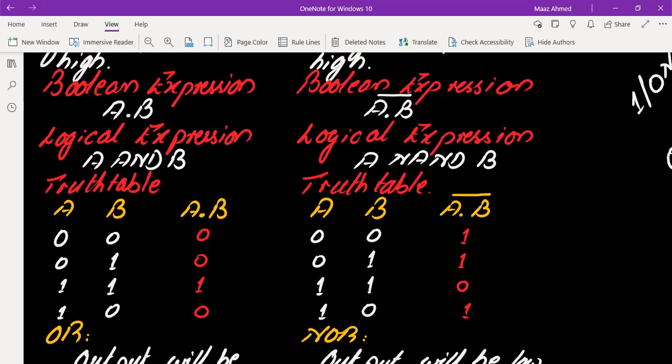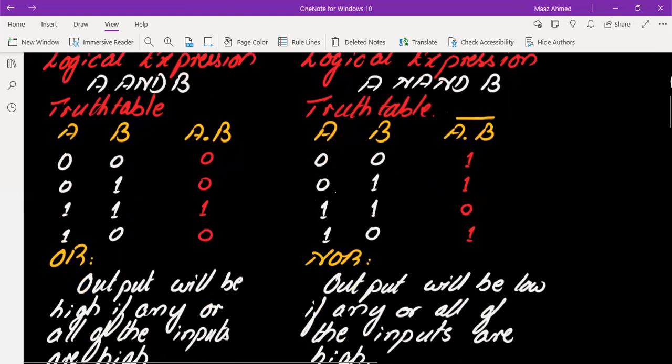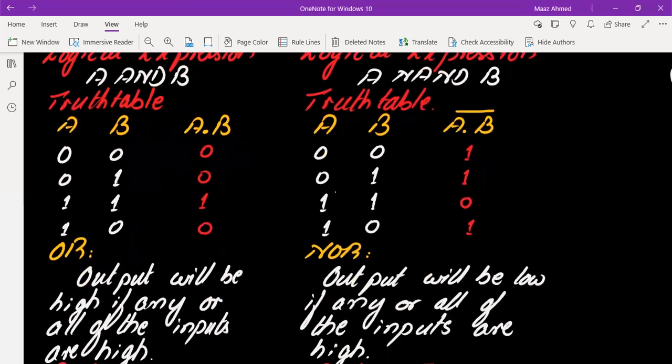Any idea? Arwa, Ashina, Sakina beta, Abdullah, any idea beta? Why do I mention the inputs in a pattern that after 0 0 I place 0 1, and just after 0 1 I placed 1 1 instead of 1 0? Any idea for that? No idea?